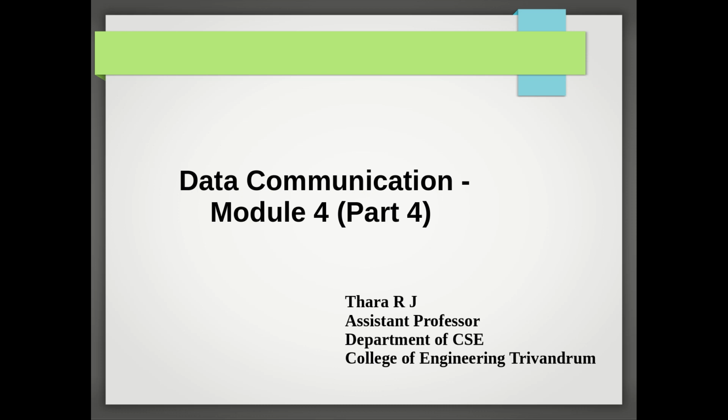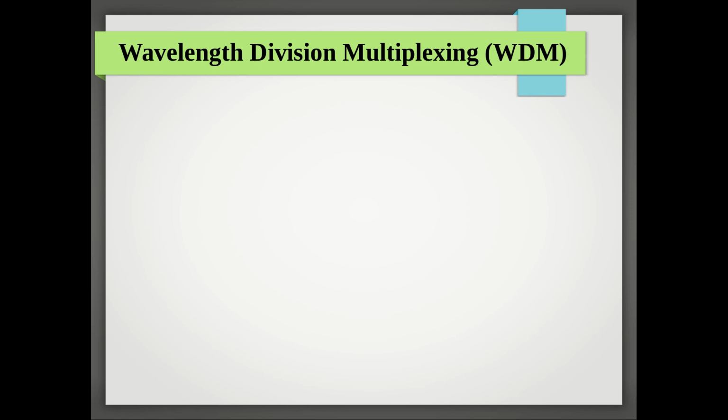Now we move on to a variation of this FDM called wavelength division multiplexing. As the name suggests, just like frequency division multiplexing, here we are supposed to divide the existing wavelength of the medium which we are having. And you know how wavelength and frequency are related to each other. Frequency means the number of times the cycles repeat per unit time, per time period.